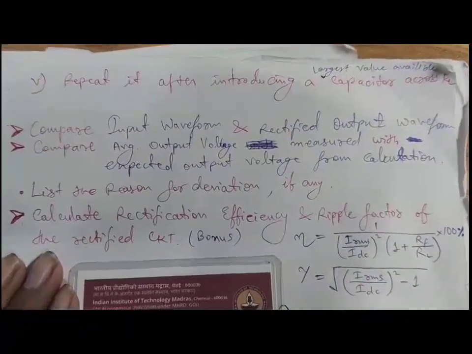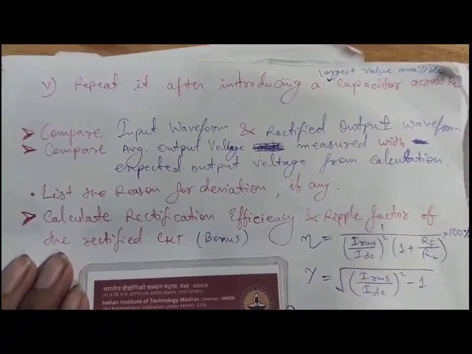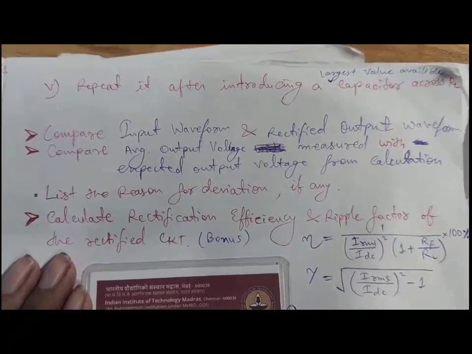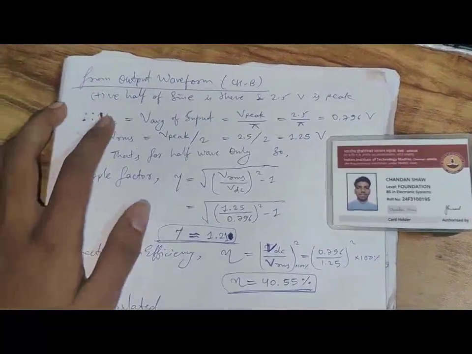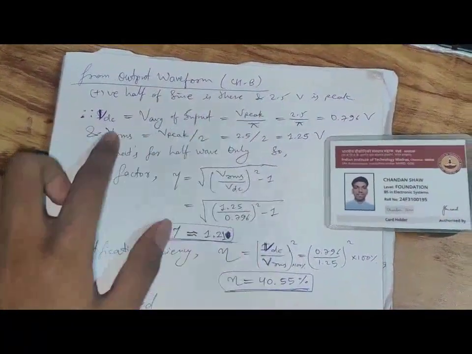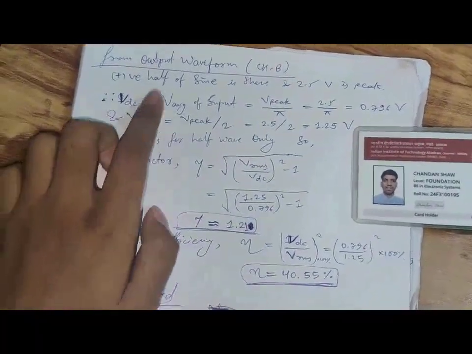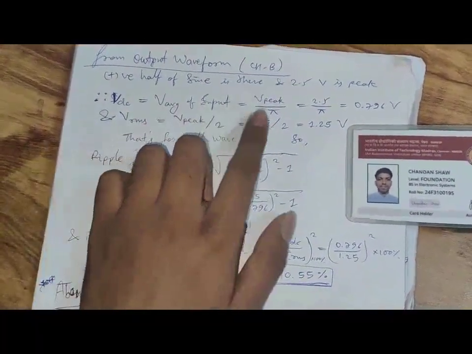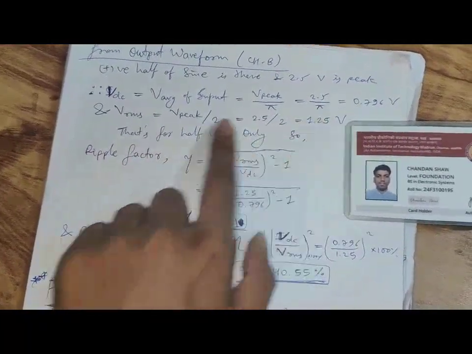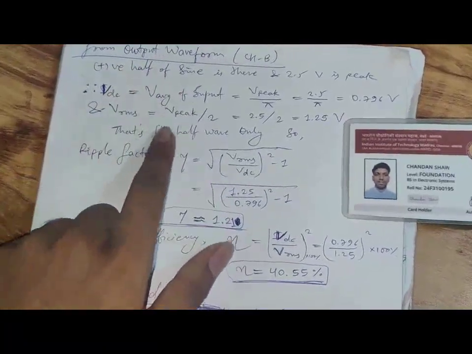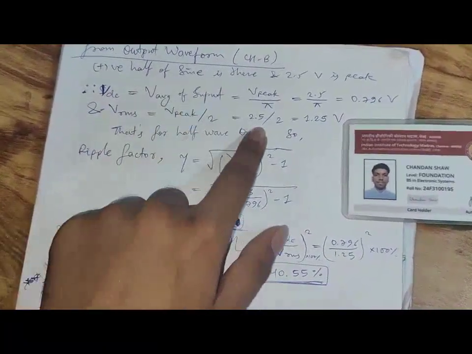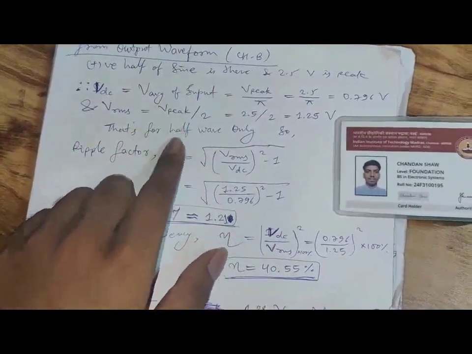Now we are going to compare the input waveform, the rectified waveform and all, and we are going to calculate the rectification efficiency, power, and ripple factor. That is VDC, the V average of the input, V peak by pi, that is 2.5 by pi, and VRMS will be V peak by 2 because of the sine wave, that is 2.5 by 2, that is 1.25.